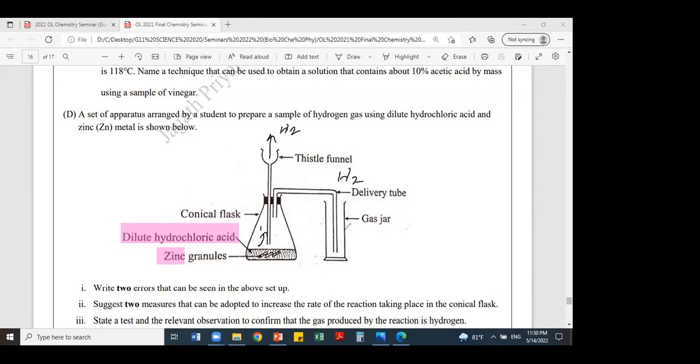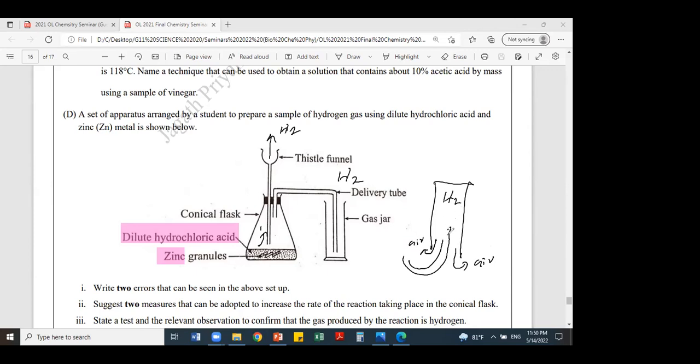Hydrogen. You can't collect hydrogen by this method, because hydrogen is lighter than air, less dense than air. Hydrogen gas you have to collect by downward displacement of air, because hydrogen is a light gas, lighter than air. So when the gas is collected here, atmospheric air gets displaced downwards. This is called downward displacement of air.